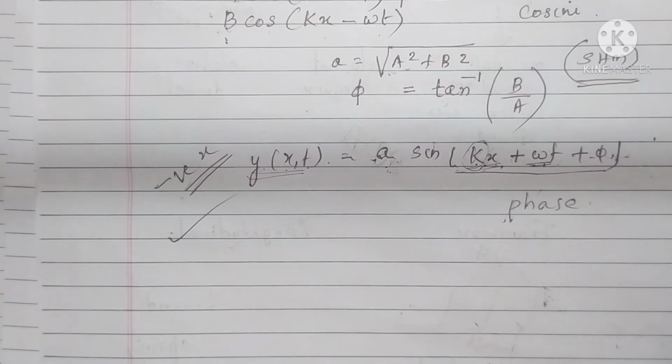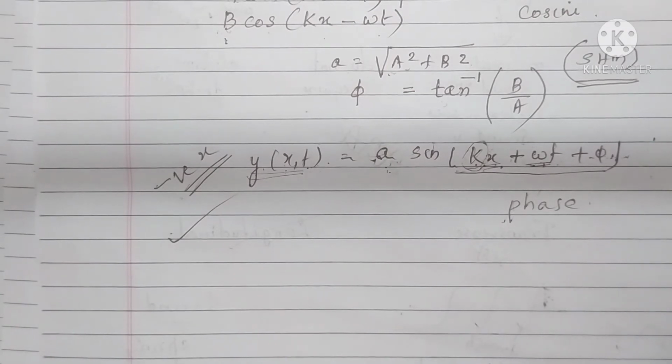Now there are certain terms related to waves that you have studied in your earlier classes, like amplitude, wavelength, time period, angular frequency, angular wave number. Some terms you have to study with respect to this progressive wave, and now we are moving to that. So let's first discuss the term amplitude.